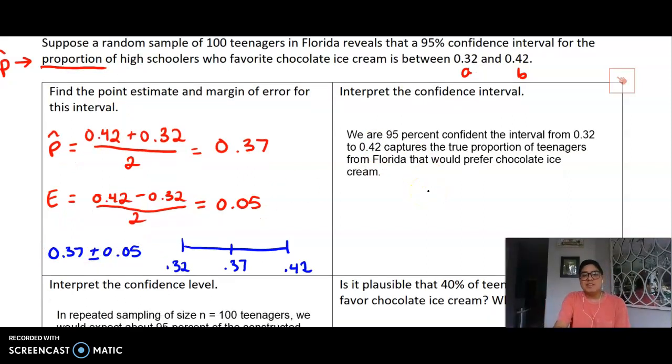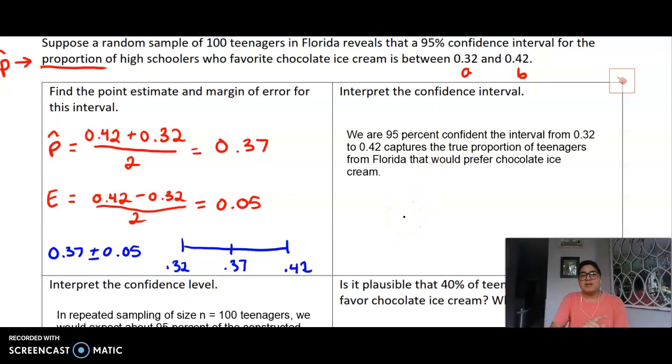Well, if I were to interpret the interval, I'd say that I'm about 95% confident the interval from 32% to 42% captures the true proportion of teenagers from Florida that would prefer chocolate ice cream. So I think that the truth is somewhere between those two values. I don't know the exact value, but I do believe it's somewhere in between those two.